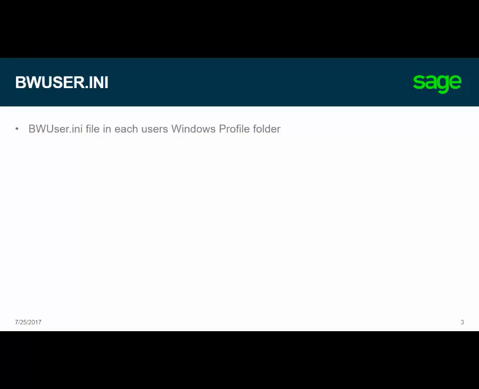Each computer that has Sage BusinessWorks installed will also have a BWUSER.INI file in the user's Windows profile folder. This file contains such information as the program and data path, the type of installation, and some other options. In this tutorial, we will be showing you how you can edit this file to control certain preferences and defaults for certain functions in the program.